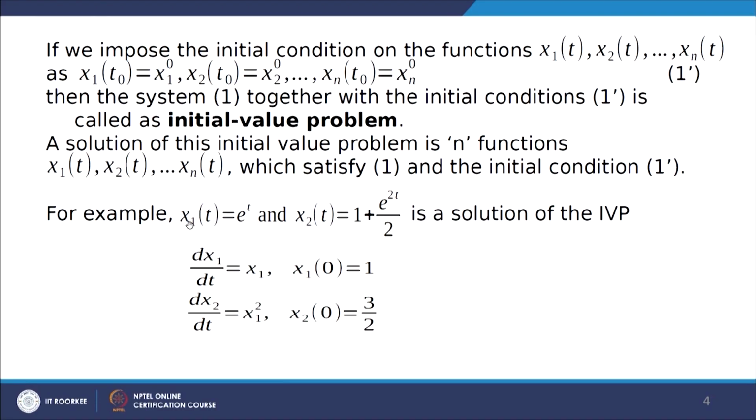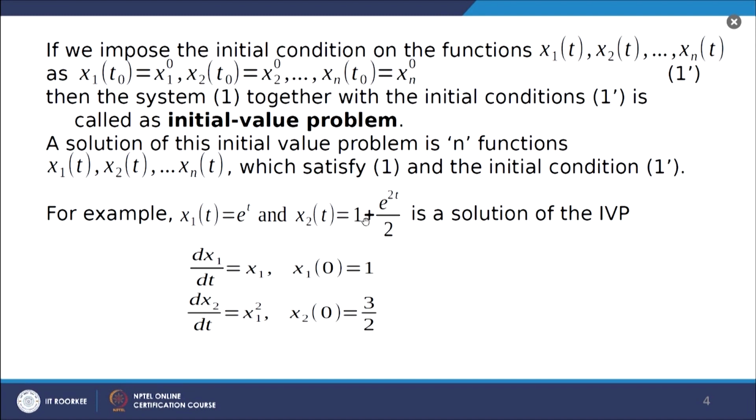First we have to show that x1(t) equal to e to the power t and x2(t) equal to (1 plus e to the power 2t) by 2 satisfy the system of differential equations, and then we have also to show that they satisfy the initial conditions x1(0) equal to 1, x2(0) equal to 3 by 2. Now, x1(t) equal to e to the power t implies dx1 by dt equal to e to the power t. e to the power t is x1, so dx1 by dt equal to x1 is satisfied. x2(t) is (1 plus e to the power 2t) by 2.